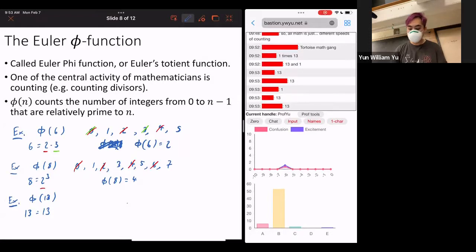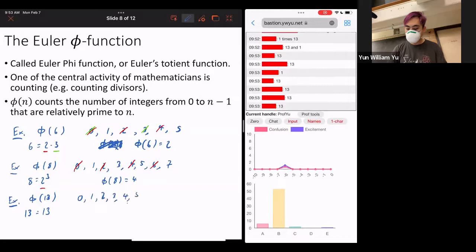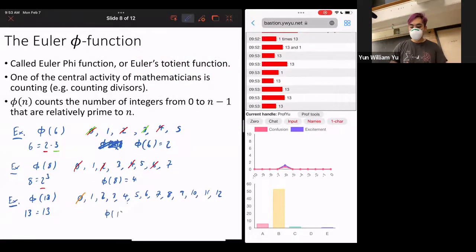And so that actually makes it really easy. So if you look at 0, 1, 2, 3, 4, 5, 6, 7, 8, 9, 10, 11, 12, how many of these are multiples of 13? Well, only 0, because you can multiply anything by 0 and get 0. And so for a prime number, you always get that phi of that number is equal to 1 less, because only multiples of a prime number are not relatively prime to that prime.